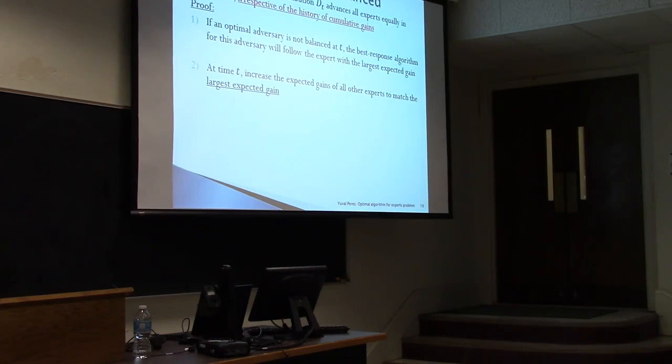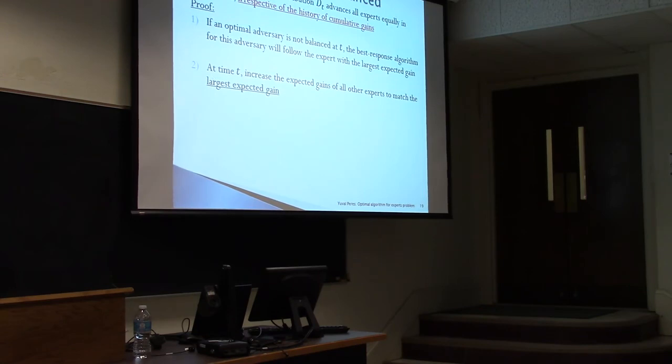Why is that? Suppose an optimal adversary is not balanced at t. In that case, the player who is responding to this distribution will follow the expert with the largest expected gain. Since this is a full information setup, you don't have to explore the other experts. You always just go for the expert with the largest expected gain, because it doesn't change the information you have for the next round.